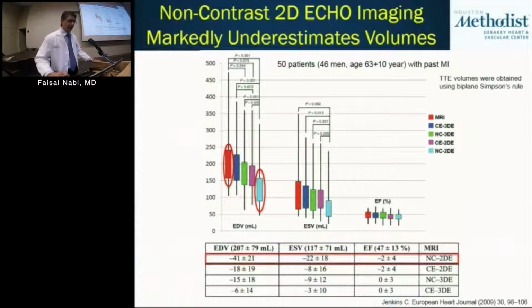This was just a study looking at the relationships of volumes with echo, 3D echo, with and without contrast. For the sake of time, you can see the volumes derived by cardiac MRI tend to be much larger than volumes derived by transthoracic echo without contrast, but improved when you do give contrast. So if you're going to use echo for volumes, it's very important to give contrast.